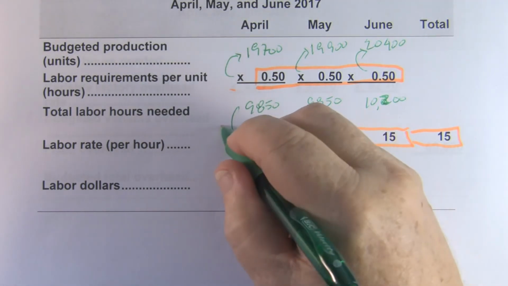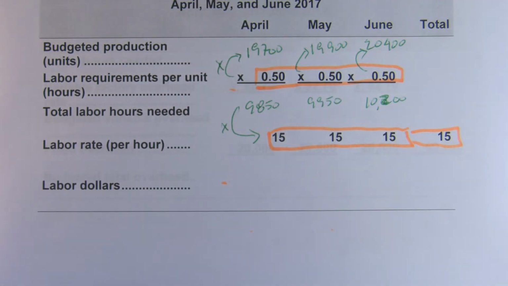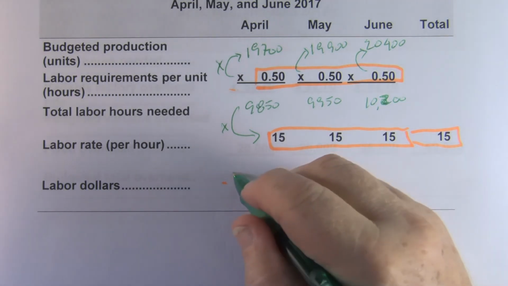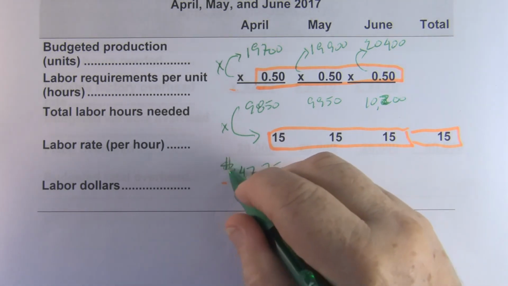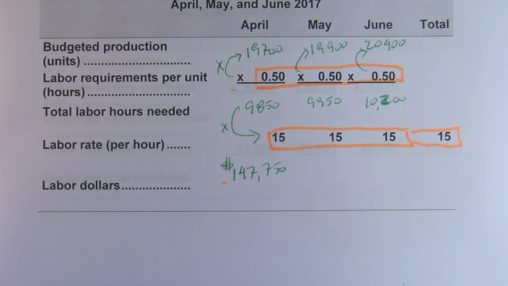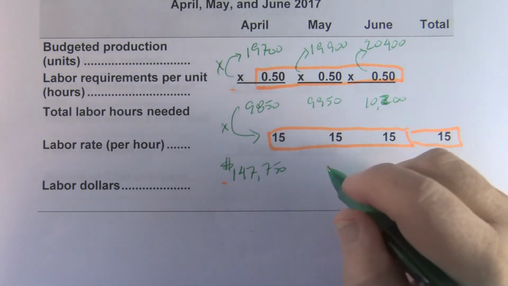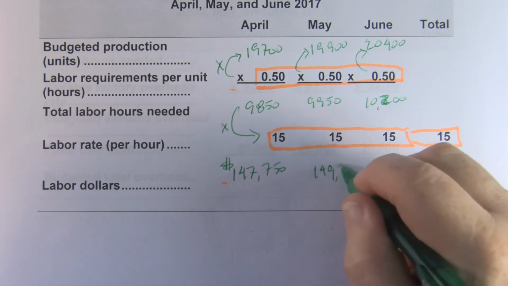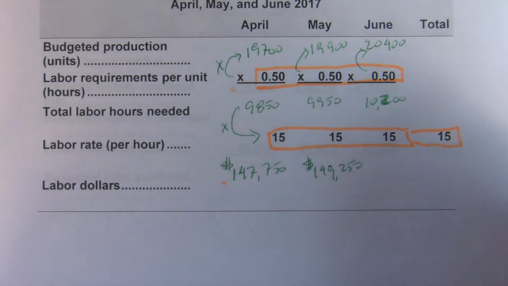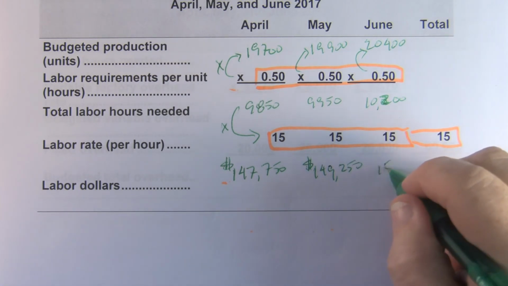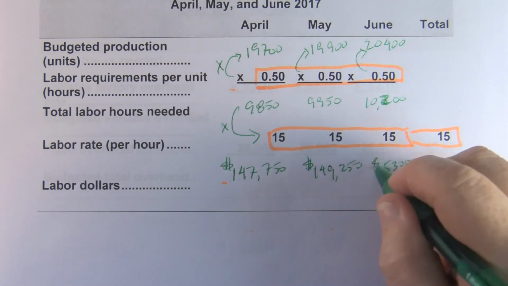Each hour is going to cost us $15, another multiplication problem. So 15 times 9,850 hours, we're going to need $147,750 for labor in April. We're going to need $149,250 for our labor production for May, and we're going to need $153,000 for labor for June.